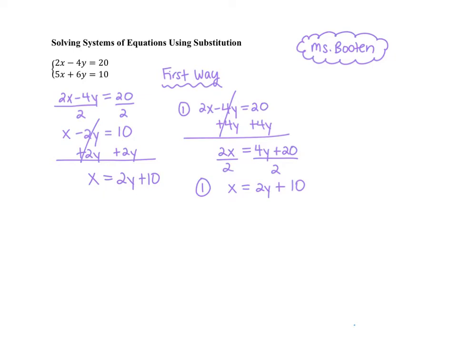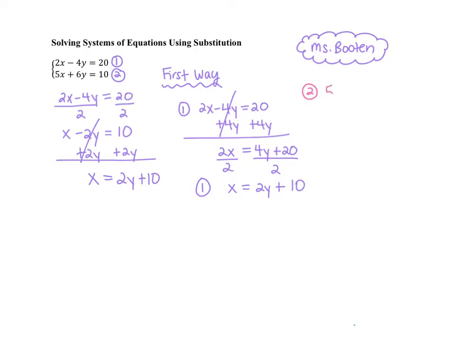Now that we have one of the equations solved for one of the variables, this is where the substitution comes in. So we're going to substitute this expression, 2y plus 10, in for x into the other equation, equation number 2. Forgot to number them at the start. Okay, so now we're going to go to equation number 2.